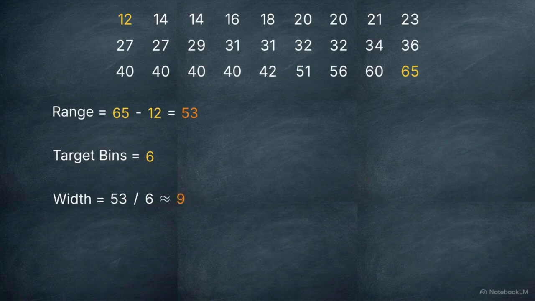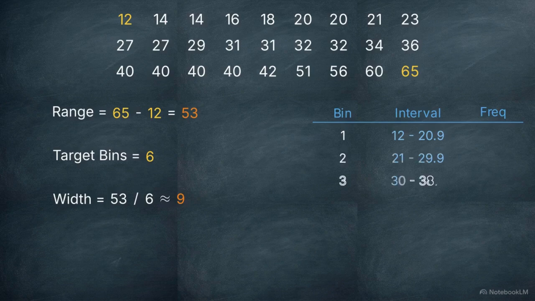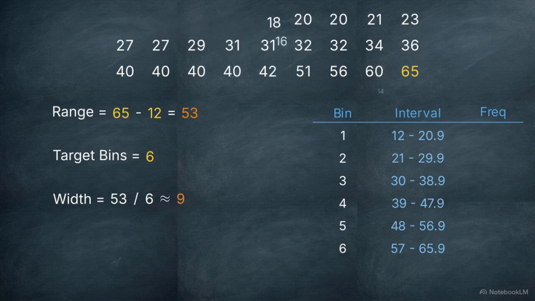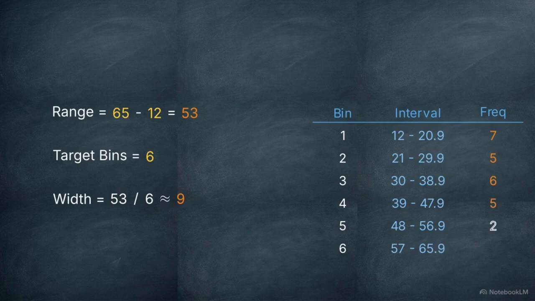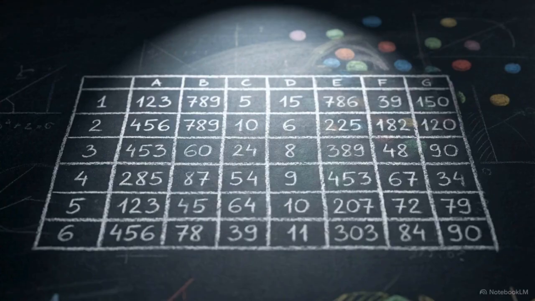Starting from our minimum value of 12, we add the width of 9, creating our first interval, 12 to 20.9. We sequentially define the remaining 5 intervals based on that uniform width of 9, ending our 6th bin at 65.9 to encompass our absolute maximum value. With boundary set, we determine the frequency height by counting how many wait times fall within each range. Our final frequency counts fall sequentially into the bins as 7, 5, 6, 5, 2, and 2. These exact calculations successfully compress chaotic variables into a structured matrix that is ready for physical projection.